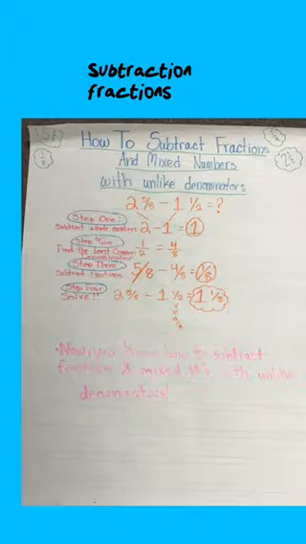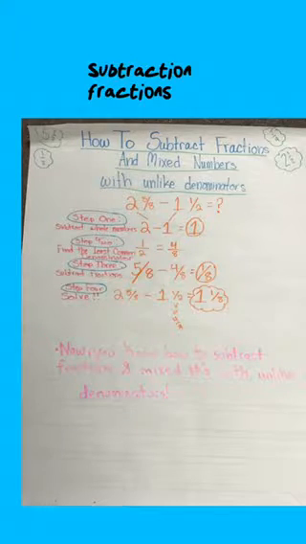Now on to subtraction. The second poster will show you how to subtract fractions and mixed numbers. Let's solve the problem 2 5/8 minus 1 1/2. First, you have to subtract the whole numbers. 2 minus 1 equals 1.